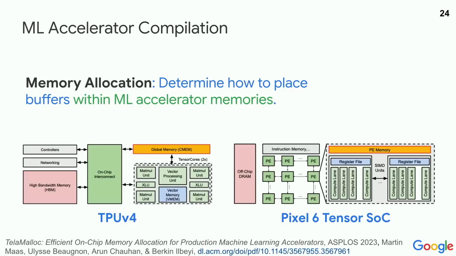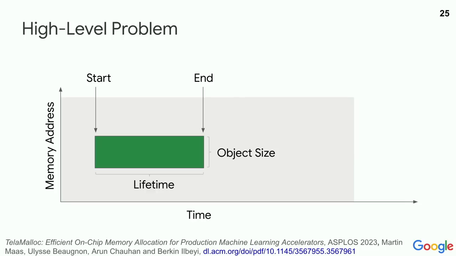You want to determine how to place buffers within machine learning accelerator memories. But in this setting, you actually know the starting and ending lifetimes of the memory. So you know when it's going to be freed when you allocate it. And that enables you to do a much better job of making a more global decision about where to allocate memory. And actually what you're trying to do is allocate a particular address to this particular allocation. So we know the lifetime of the object, we know when it starts and ends in time, and we know the size.